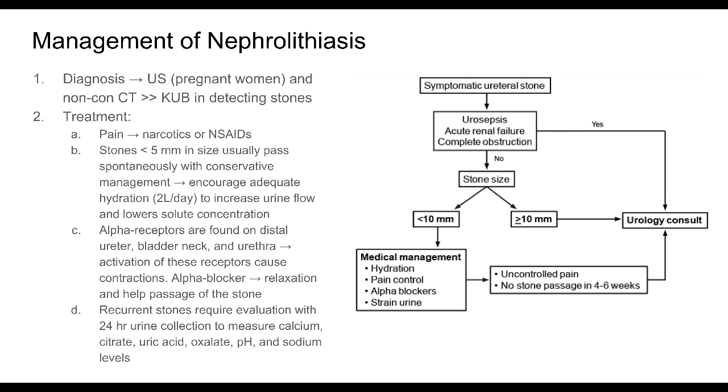And if you have recurrent stones, then you need to collect the urine. If it's the first time you have a stone, you don't need to collect the urine, but if the patient keeps having stones over and over again, then you have to collect the urine to find out what kind of stone it is. So you measure the calcium, citrate, uric acid, oxalate, pH, and the sodium level. And if the stone is larger than 10 millimeters, or it gets stuck somewhere and is big enough to obstruct and cause hydronephrosis, causing your kidney to fail, then you have to call urology because they need to take out the stone.